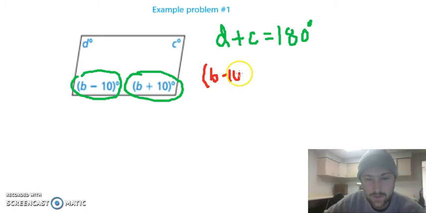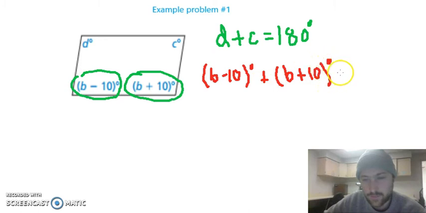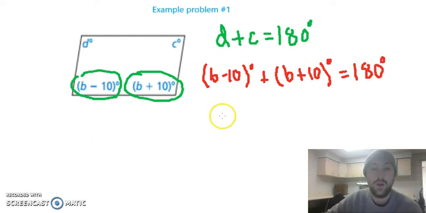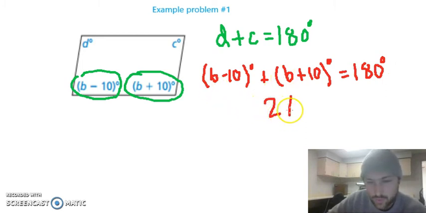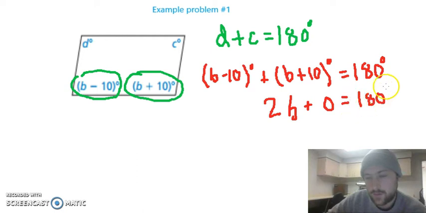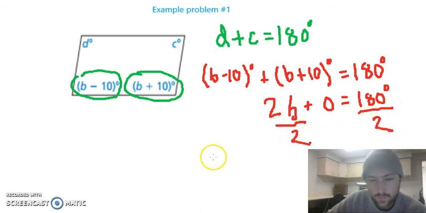B minus 10 degrees plus B plus 10 degrees must equal, again, 180 degrees by that parallelogram consecutive angles theorem, or Theorem 7.5. So if we add these up, combine like terms, B plus B is 2B, and negative 10 plus 10 is 0, so we have 2B plus 0 equals 180 degrees. Divide both sides by 2 to solve for B. We should be left with B equals 90 degrees.